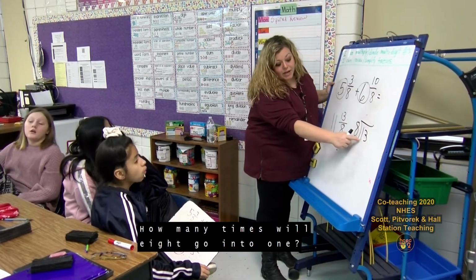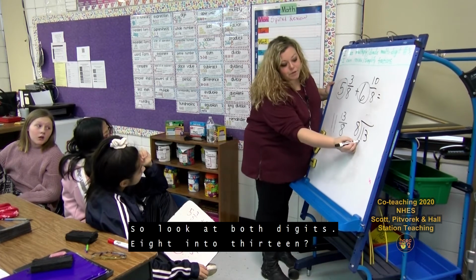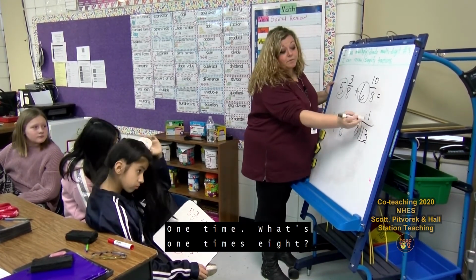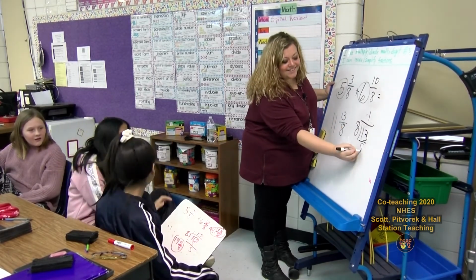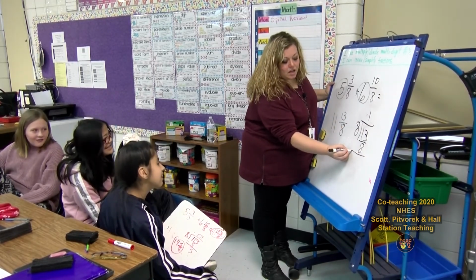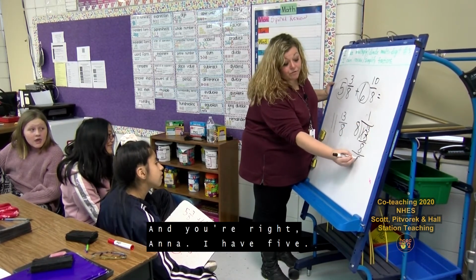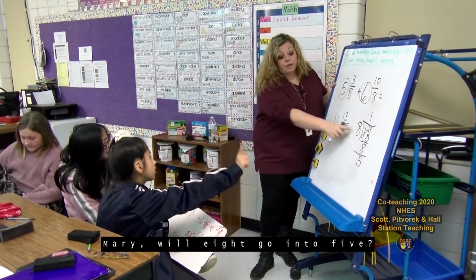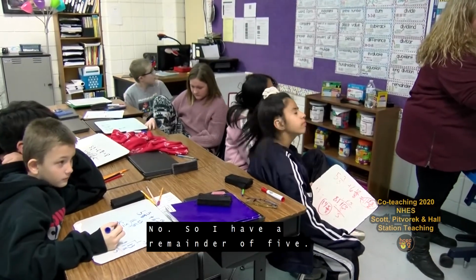How many times will 8 go into 1? So look at both digits. 8 into 13. 1 time. What's 1 times 8? Now I have to borrow. Well, and it just turns out the same. And you're right, Anna, I have 5. Mary, will 8 go into 5? No, so I have a remainder of 5.